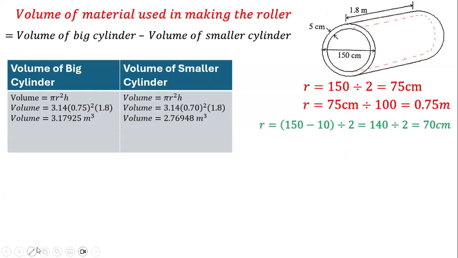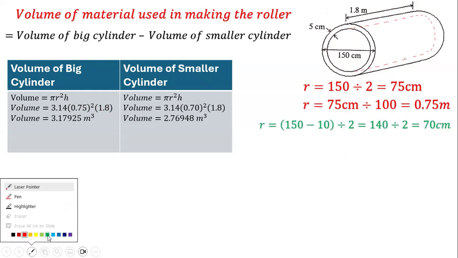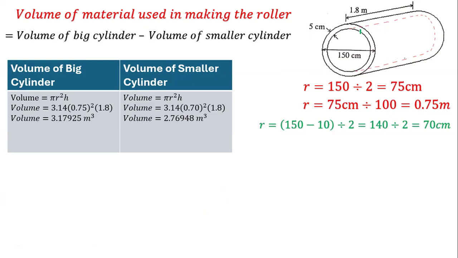Now we need to figure out the radius of the smaller cylinder. So here is the circle for the smaller cylinder. Its diameter is not 150. This diameter is smaller than 150, but we know that the whole thing, from end to end, is 150.